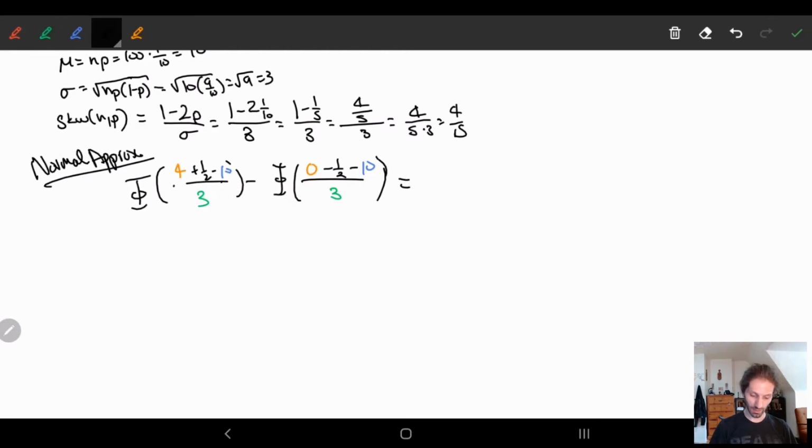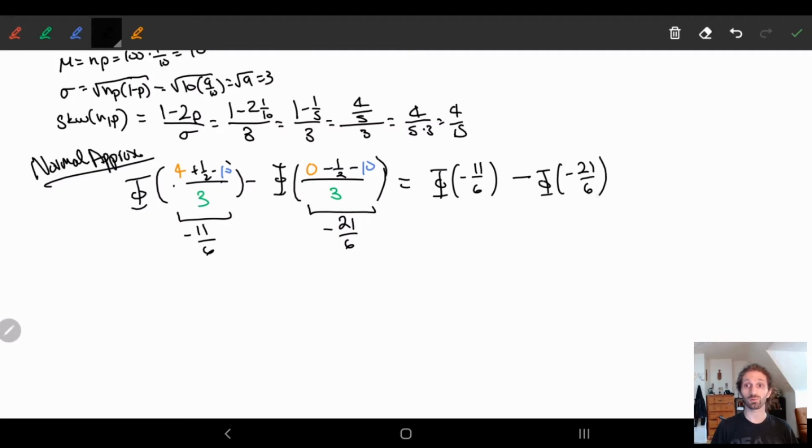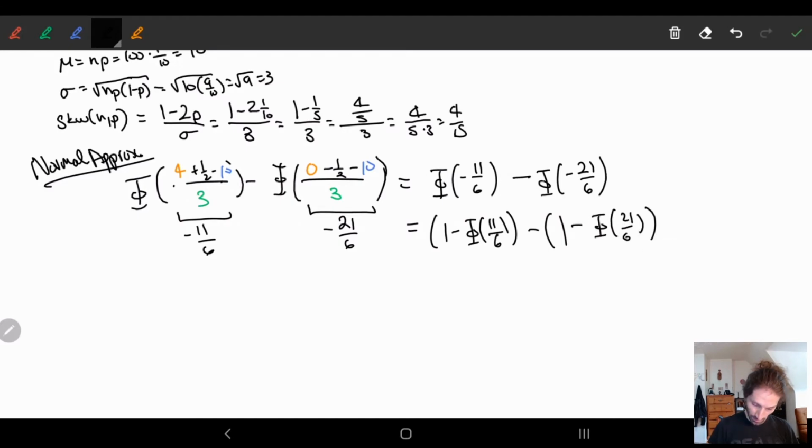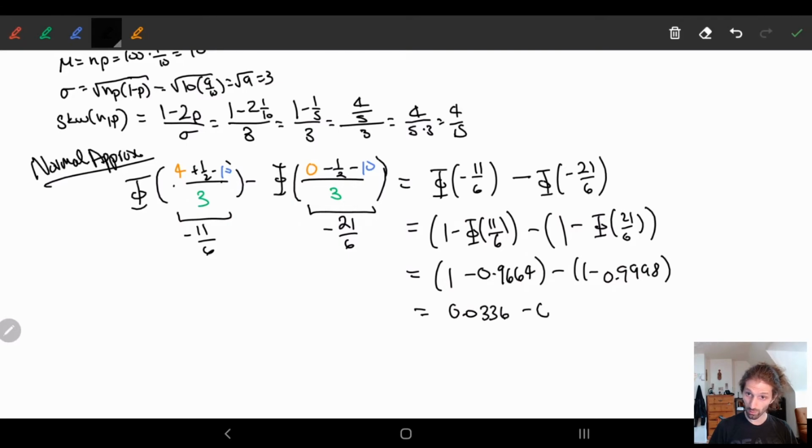So here, if you calculate this, we get minus 11/6. This is a minus 11 over 6. This is a minus 21 over 6. I won't calculate this, this should be an easy check for all of you. Since each one of these is negative, remember we have to do this negative trick. This is phi of 11 over 6, not 0. 1 minus phi of 21 over 6. Now, if you go to the appendix and look up these numbers, we get 0.9998 in the second term, and so here we have 0.0336 minus 0.0002, which is equal to 0.0334.